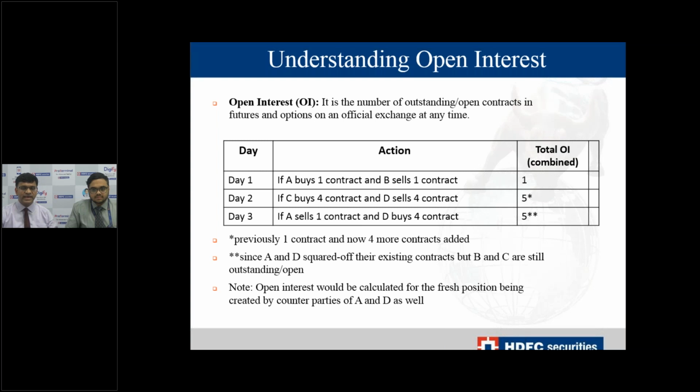Then on day 3, A sells 1 contract, so he is unwinding his contract, and D is also buying 4 contracts, thereby unwinding his short position. In this case, the open interest remains at 5 because there is a counterparty for A and D. So they have built fresh positions in the market, and as a result, the open interest remains at 5.